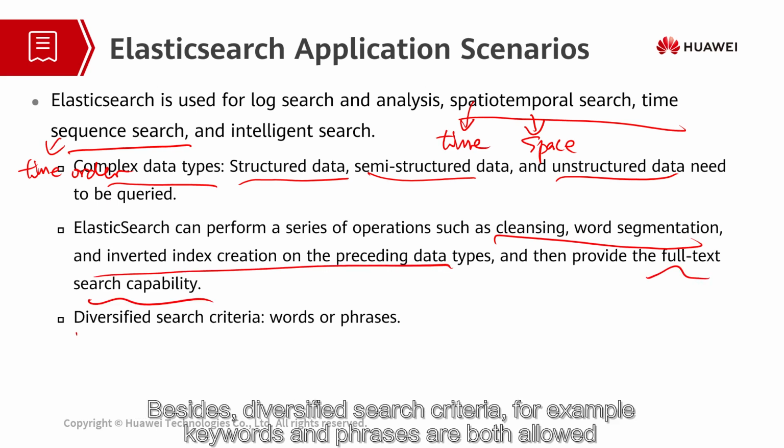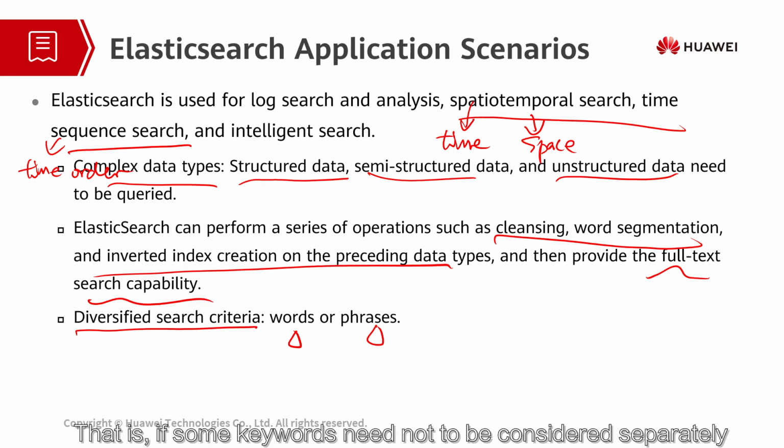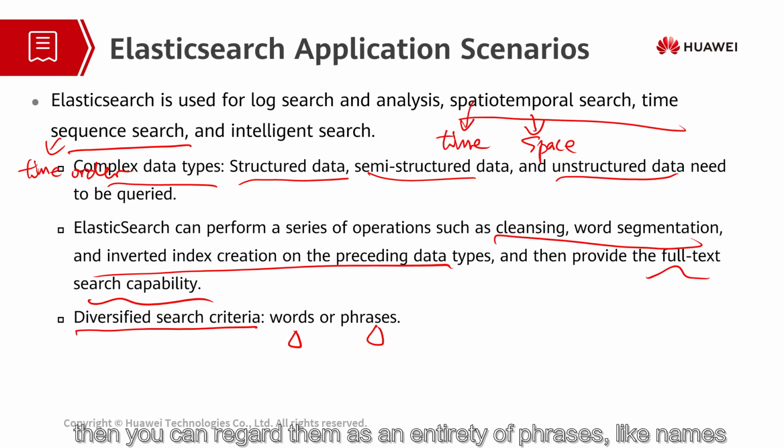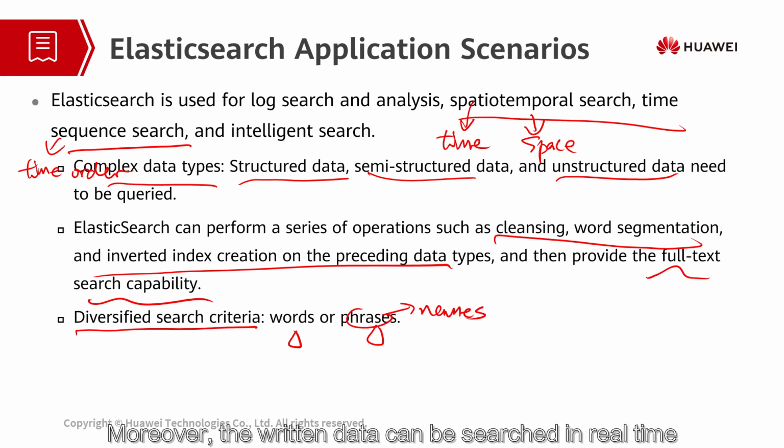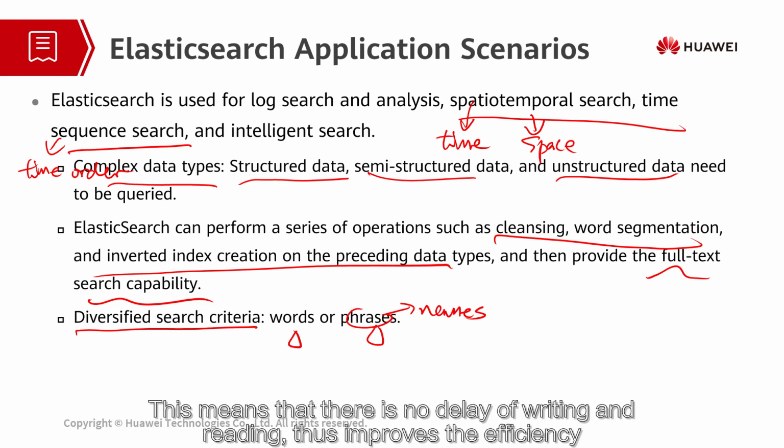Besides, diverse search criteria. For example, keywords and phrases are both allowed. That is, if some keywords need not be considered separately, then you can regard them as an entirety of phrases like names. Moreover, the written data can be searched in real time. This means that there is no delay of writing and reading, thus improves the efficiency.